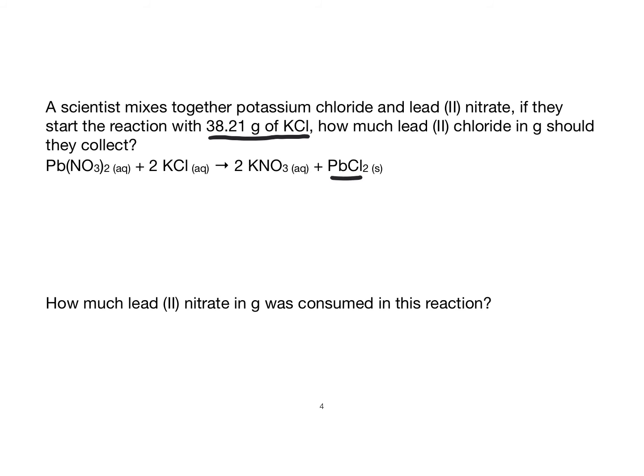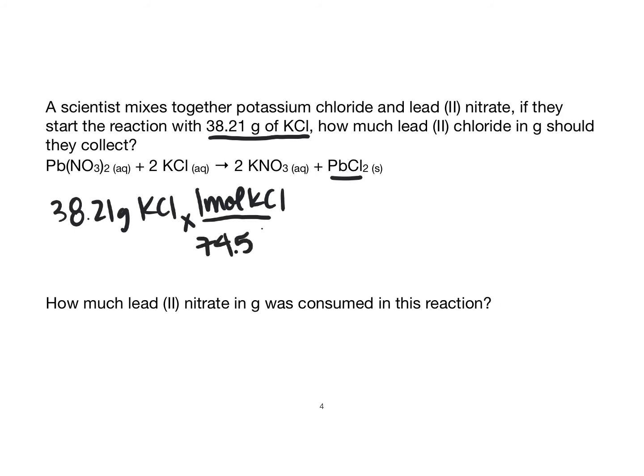And so this is a balanced chemical equation, so we can use that. So now we're just going to write out the same type of conversion. So we're going to take our 38.21 grams of KCl. We're going to convert that into 1 mole of KCl. And so in this case, it's 74.55 grams. And now we need to convert potassium chloride into lead 2 chloride. So there are 2 moles of KCl for every 1 mole of PbCl2.